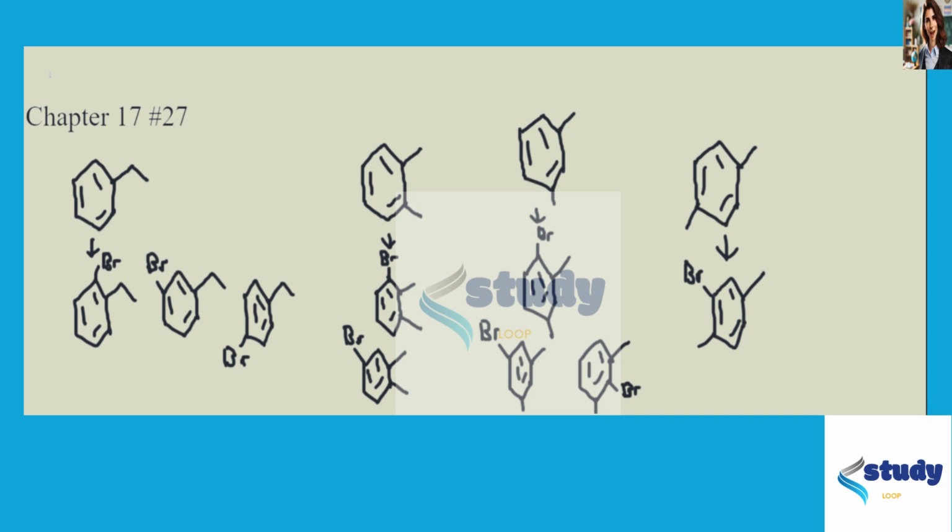Okay, so that's the answer here. All the aromatic hydrocarbons that have molecular formula C8H10 are going to be derivatives of benzene or toluene. And then the isomers that we can make by substituting a bromine for a hydrogen are all drawn here. And that's the answer to Chapter 17, problem number 27.